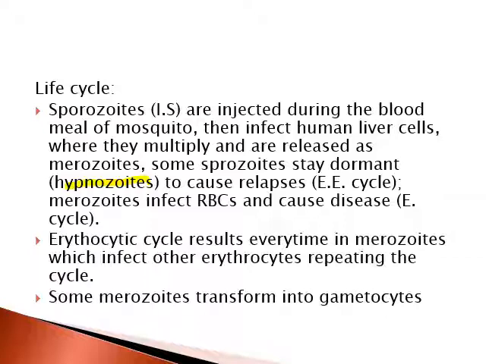Then the merozoites escaping from the liver cells infect the red blood cells and cause the disease, which we call the erythrocytic cycle. The erythrocytic cycle results every time in merozoites which infect other erythrocytes, repeating the cycle. When the army is prepared, it goes to invade other people. So the merozoites then transform into what we call gametocytes.